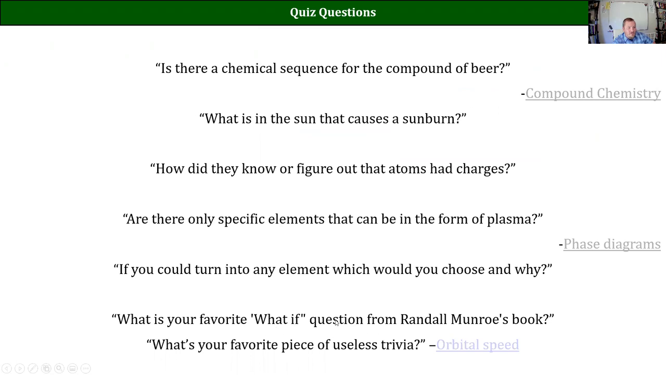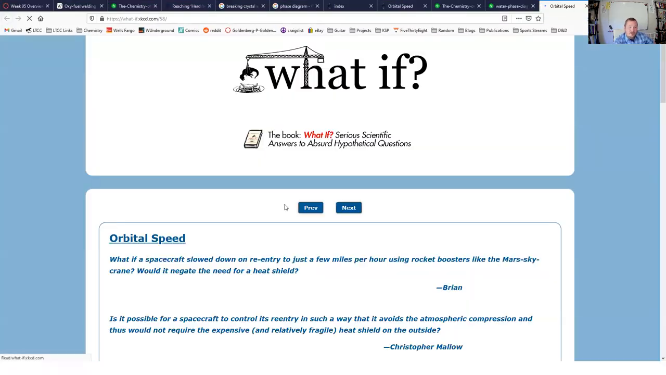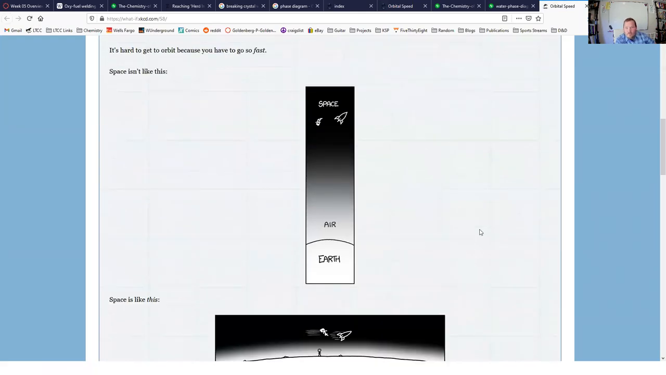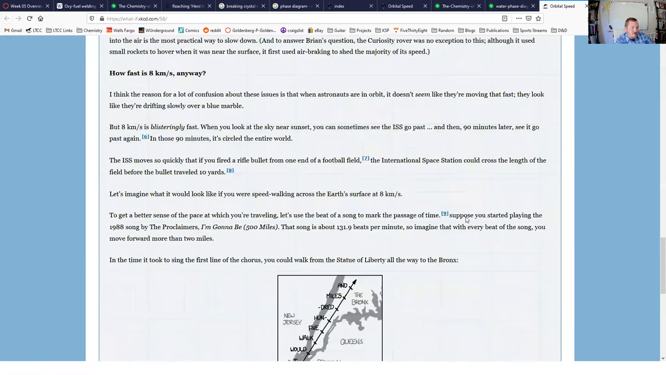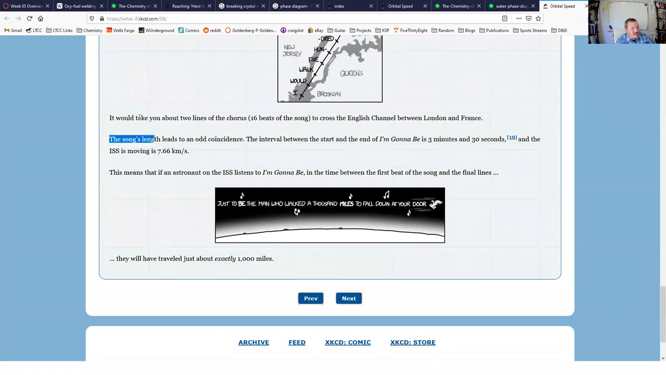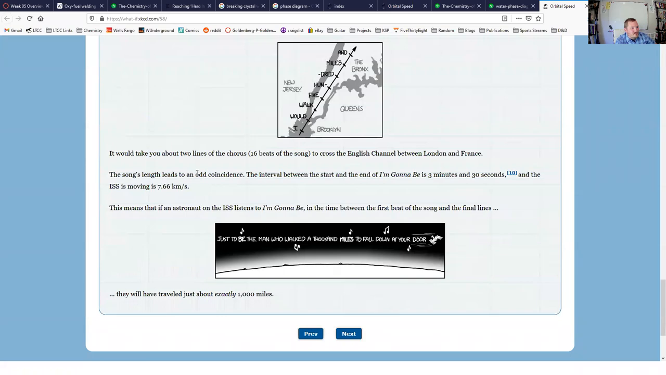Last but not least, since somebody asked about this, I already have this saved. What's my favorite what if question from that book, What If? And what's your favorite piece of useless trivia? Well, today those happen to be the same answer. If you look at the page on orbital speed, which talks about spacecraft re-entering and what would happen if you changed the speed certain ways, at the very end it has a little blurb. It says, the length of the song I'm Gonna Be by the Proclaimers, I would walk 500 miles and I would walk 500 more. The length of that song is 3 minutes and 30 seconds. And at the speed the International Space Station is traveling, if you sat and listened to that song, by the time you finished the first beat and the last line of that song, you will have traveled almost exactly 1,000 miles, which is a really funny coincidence and happens to be a fun piece of random useless trivia.